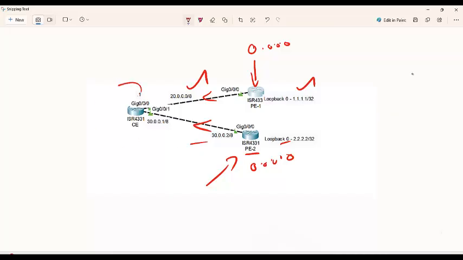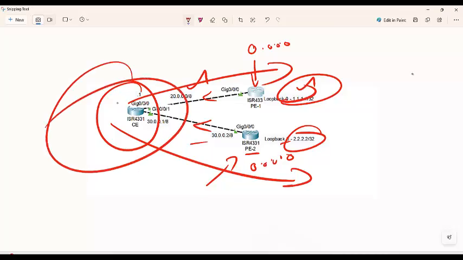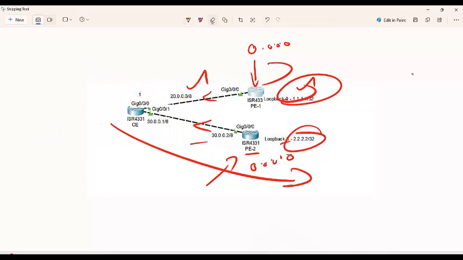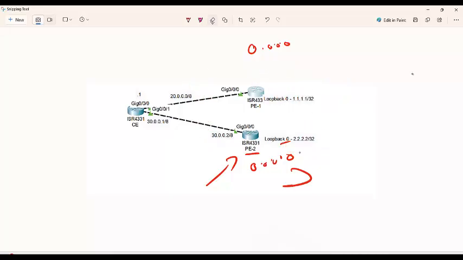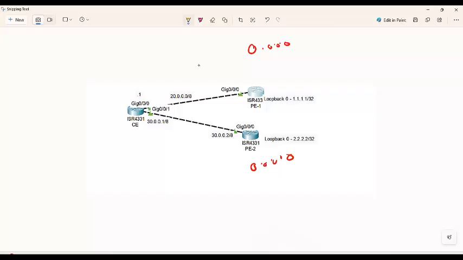Now, this is not a stub router. Why? This destination is in this direction, and this destination is in another direction. So you should not write a default route on the non-stub router. Did you understand where to write a default route? Only on the stub router, meaning only on the router where you have one gateway to reach all unknown destinations. Is that clear?